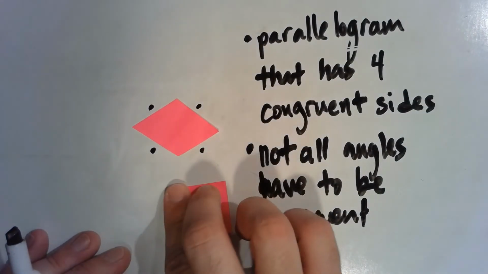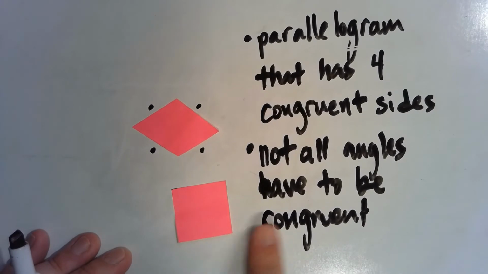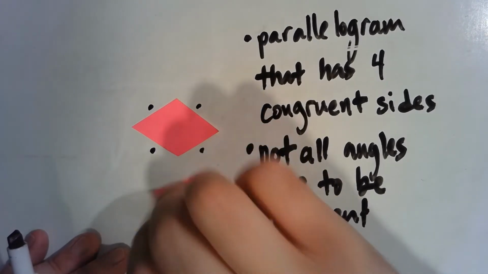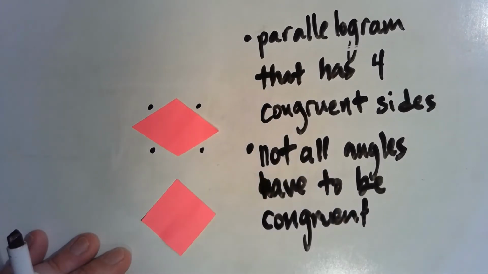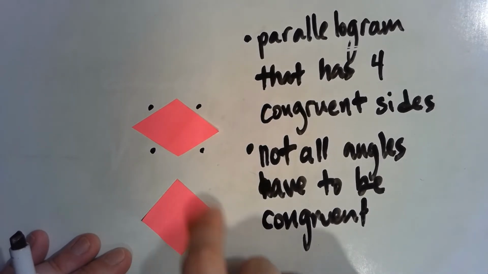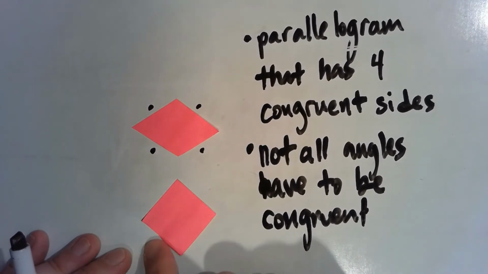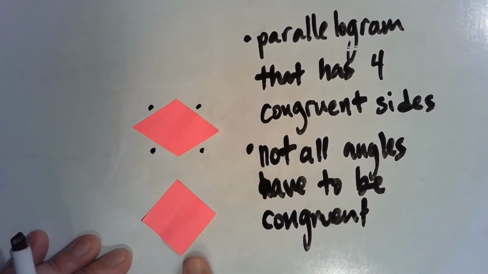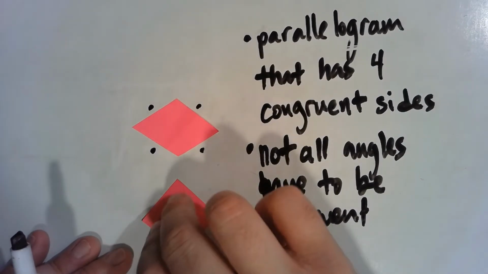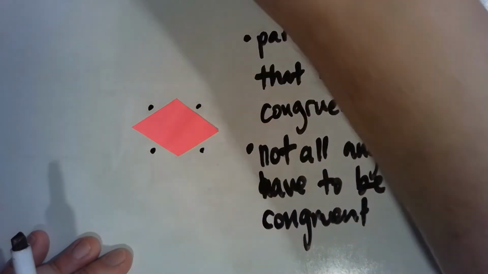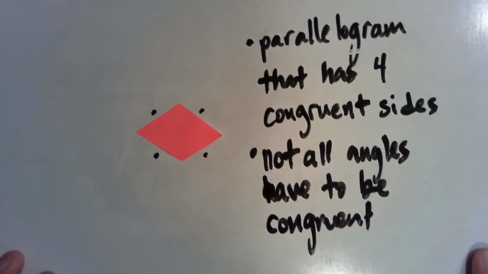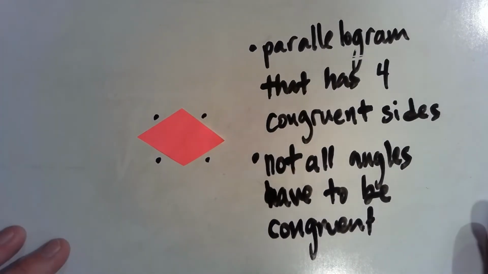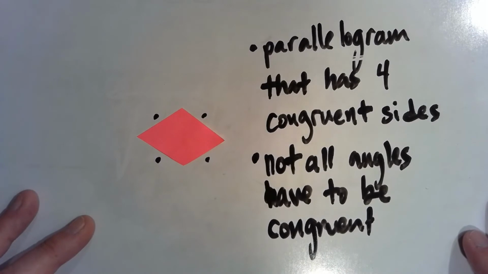So a square is a rhombus. If we look here, I'll just turn it like so, and you can see, yes, all sides are equal. It does kind of look like a diamond, but all sides are congruent and all angles are congruent in a square. So is a square both a parallelogram and a rhombus? Yes, it is.